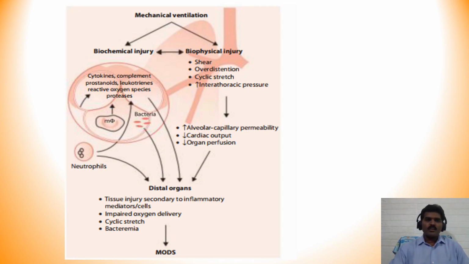In the biomechanical part of the biotrauma, cytokines, complement, prostanoids, leukotrienes, reactive oxygen species, and proteases are released. Bacterial translocation will be there. Neutrophils will reach the distal organs. There is tissue injury secondary to inflammatory mediators of cells, impaired oxygen delivery, and cyclical stretch that further aggravates the reaction, and there is bacterial translocation leading to bacteremia, which can lead to sepsis and multiple organ dysfunction syndrome.